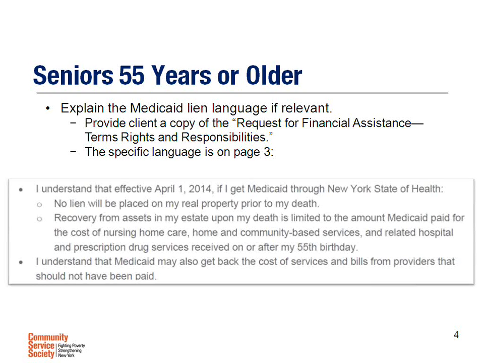So that's another takeaway message: assuming that your case was subject to a lien, there are very strict rules. It doesn't happen from one day to another, and if you're alive, it cannot happen. And recovery from assets in my estate upon my death is limited to the amount Medicaid paid for the cost of, and this is critical, nursing home care, home and community-based services, and related hospital and prescription drug services received after my 55th birthday.